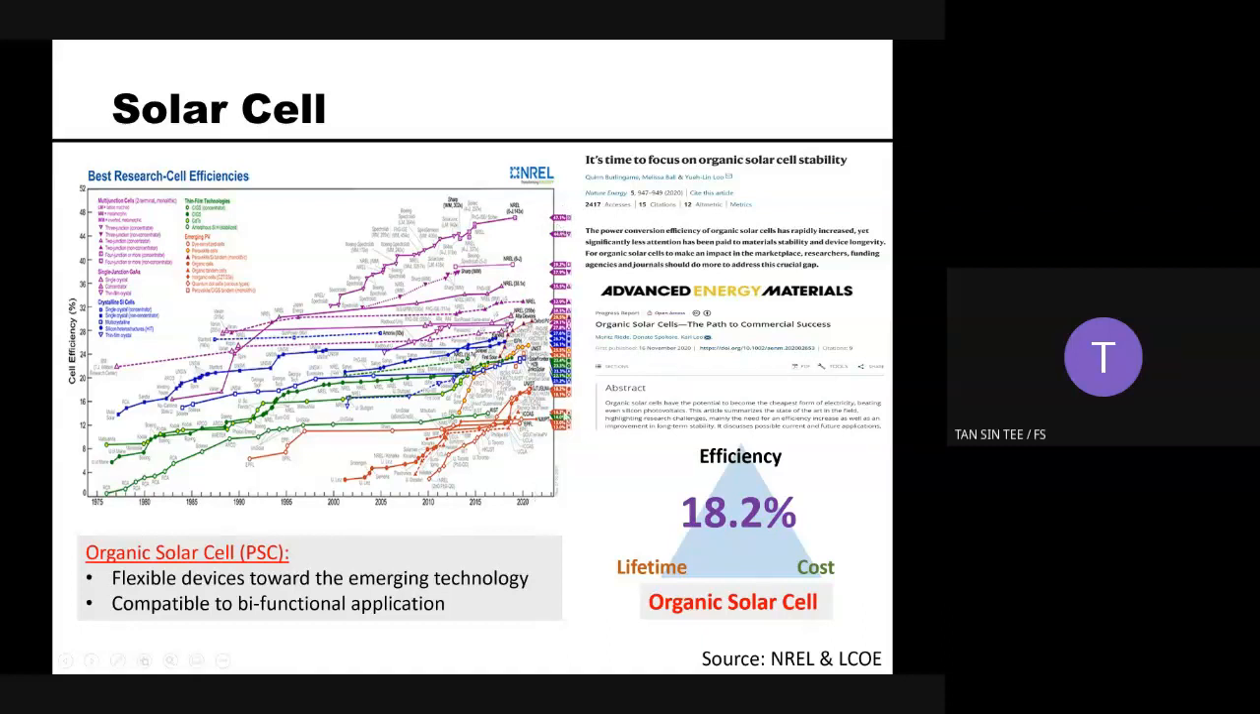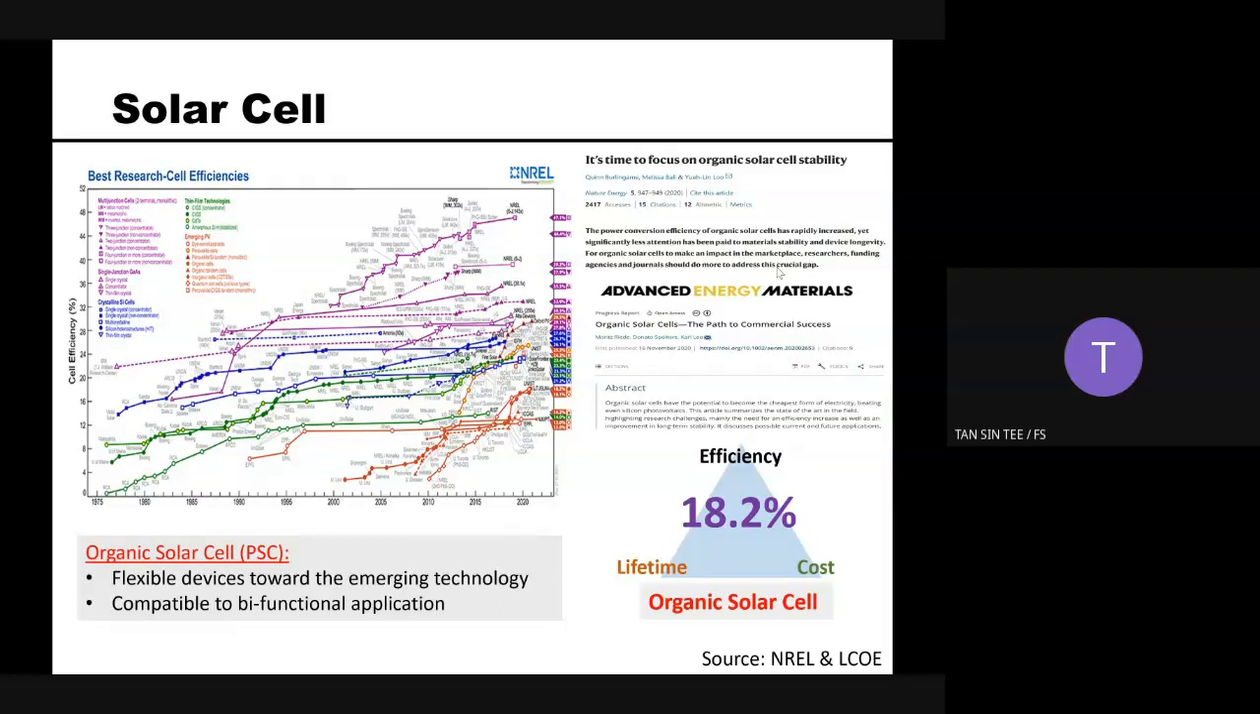But the organic solar cell, although it only achieves 18.2, has plenty of room to make improvements. Like what we can see from the recent article, the organic solar cell can achieve a higher efficiency if we try to improve the stability of the devices, because the main issue right now is that organic compounds are not stable yet.